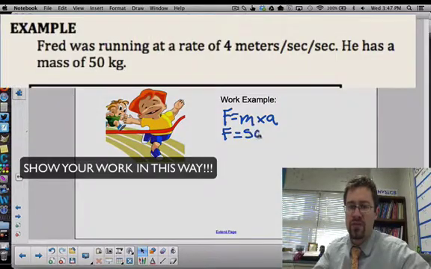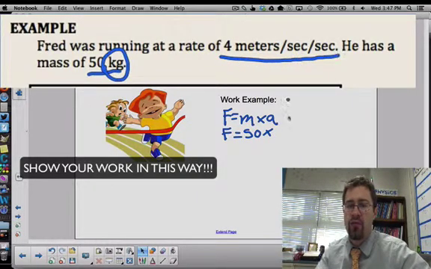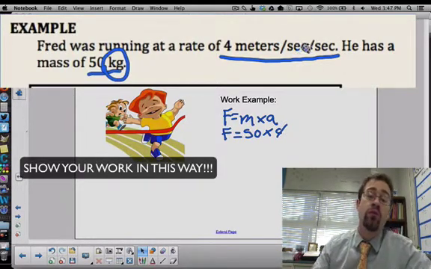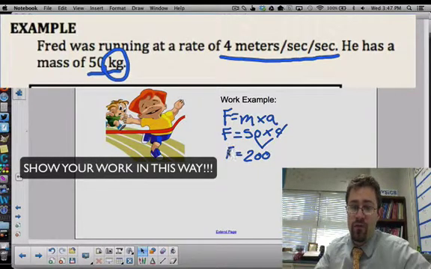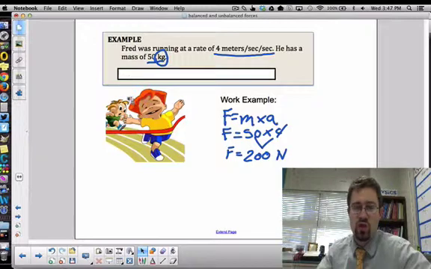So we're going to put our mass of 50 kilograms. We know it's our mass because it's got kilograms. That's our little hint. 50 times our acceleration of 4 meters per second. That means every second I'm increasing my speed by 4 meters per second. And so we have 50 times 4. That gets us 200 for our force. And we use the Newton unit, N, 200 N. So his force was a rate of 200 newtons. Wonderful.